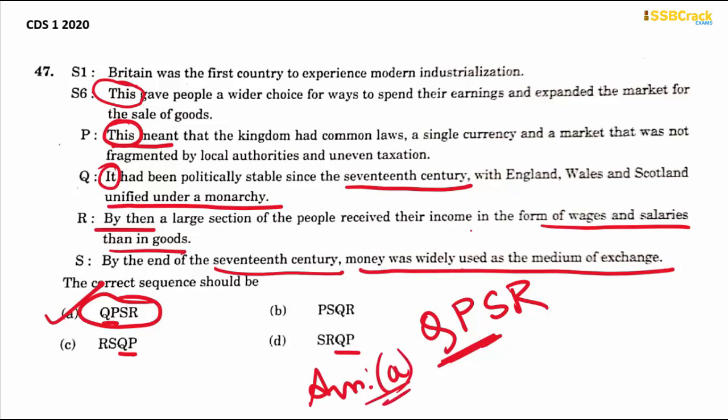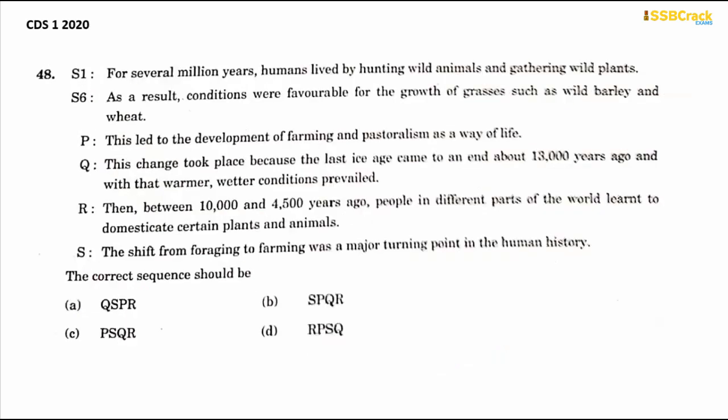Okay. Next question. For several million years, humans lived by hunting wild animals and gathering wild plants. Last sentence: as a result of what? You need to find that out. As a result, conditions were favorable for the growth of grasses such as wild barley and wheat. Conditions were favorable. You see conditions. If you scan through these four statements, you will find the repetition of the word conditions.